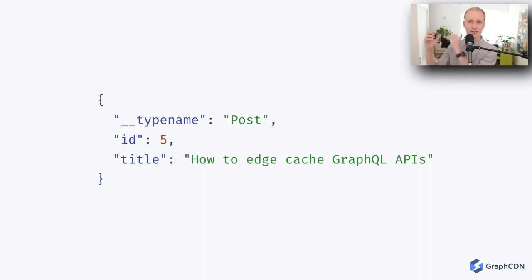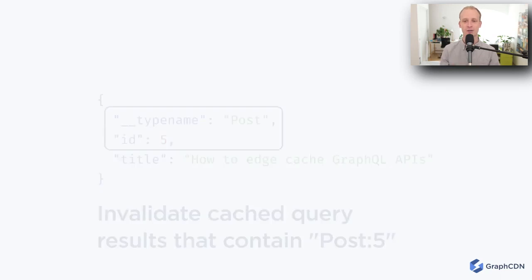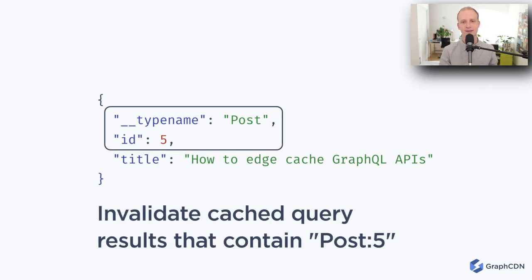That mutation has come back from the origin, and the data that was returned was the post with the ID 5. Ha! I actually have a cached query response that contains that post with the ID 5, and I can now automatically invalidate that cached query result that contains the stale data of this post. That's amazing, right? And this is what GraphQL clients do under the hood.